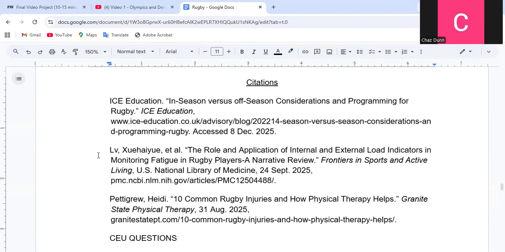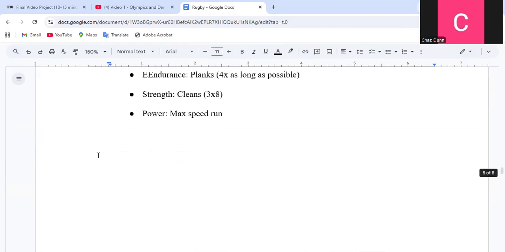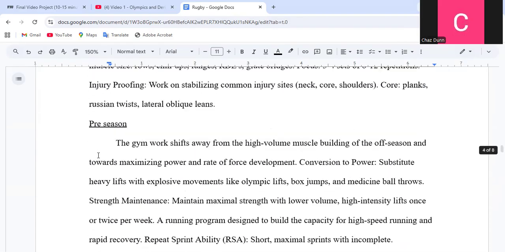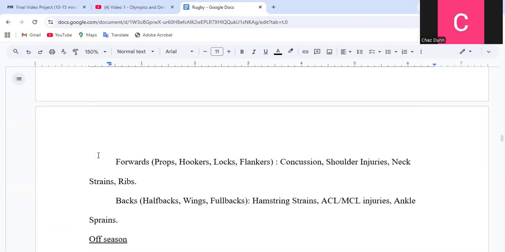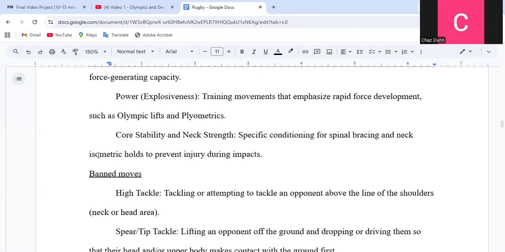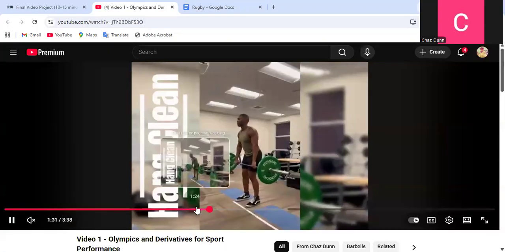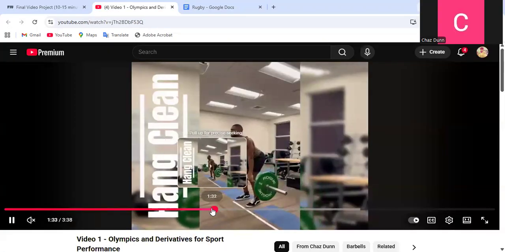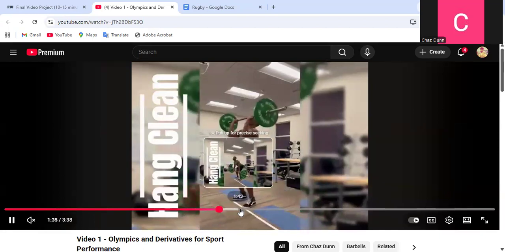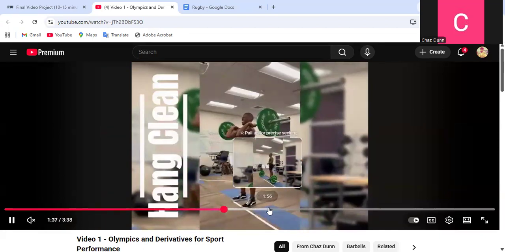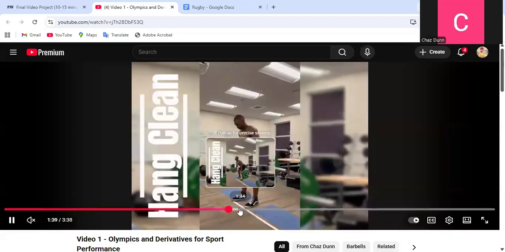Here you can find my references for all the information in this sports analysis. And once again, here are physical examples of Olympic-based movements that can contribute to a rugby player's training.